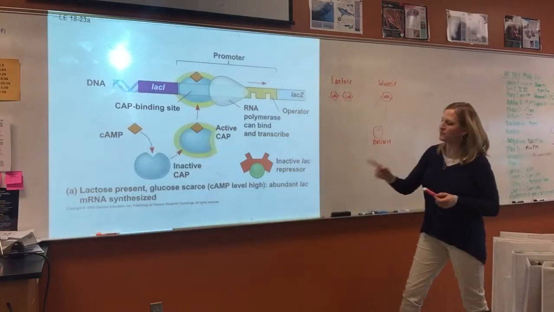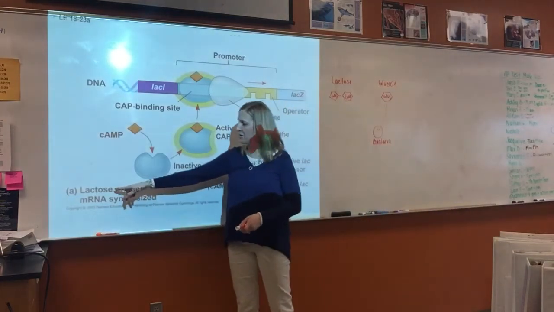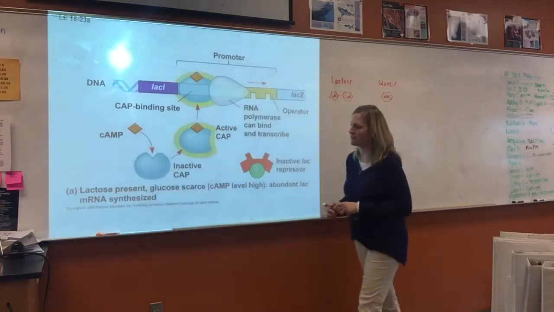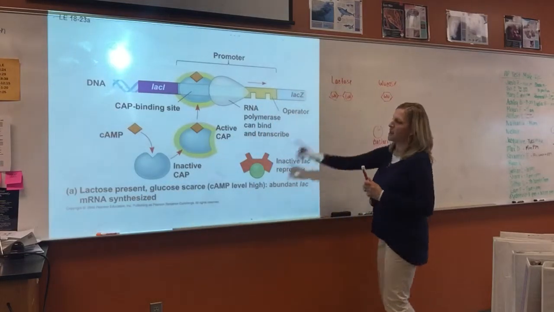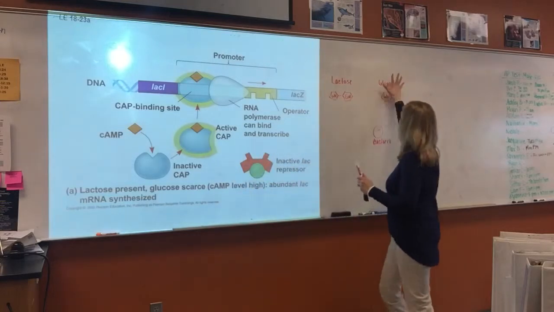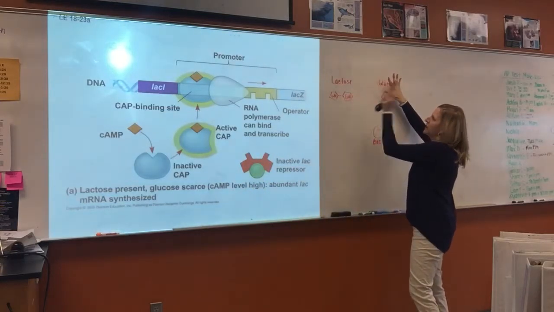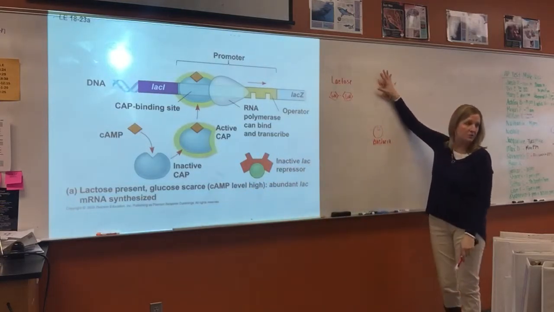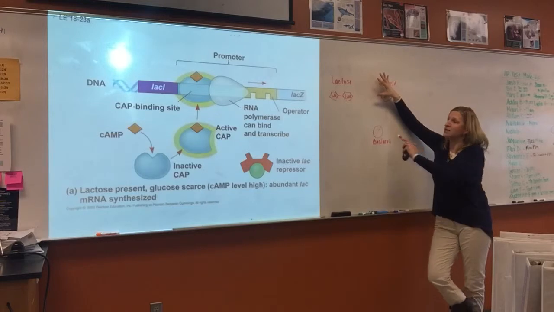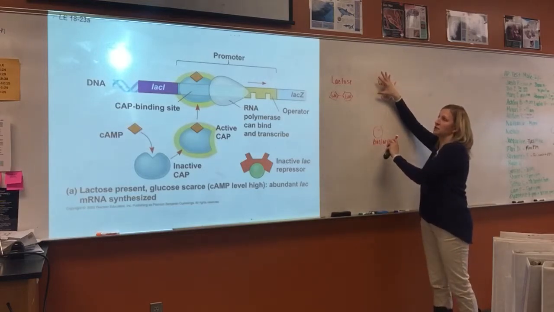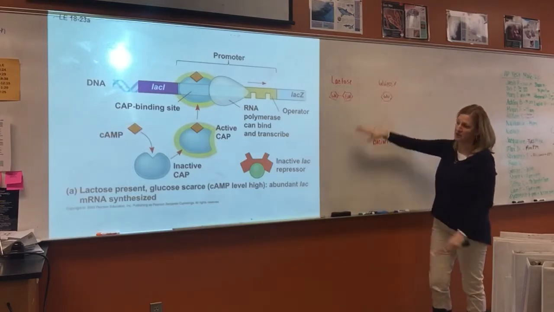Okay, so let's look at the situation now. This is true about the bacteria's environment. So lactose is present, so it has lactose, and glucose is scarce, so it doesn't have glucose. So it has lactose available to it, doesn't have glucose available to it. Do we want to turn the Lac Operon on in this case? Yes. You want to digest lactose to get energy for the bacteria because glucose isn't an option in this case.